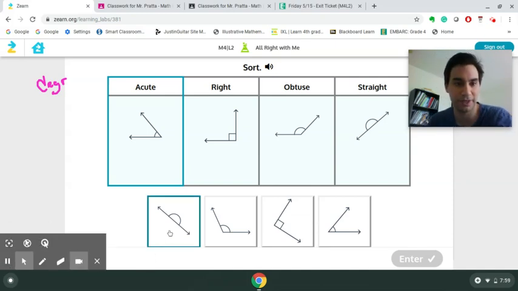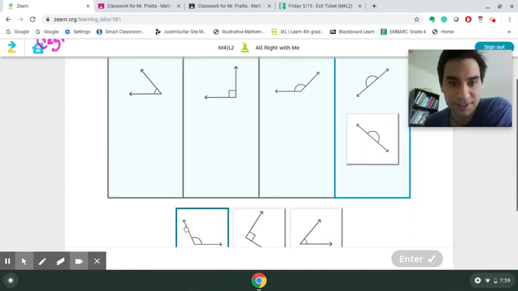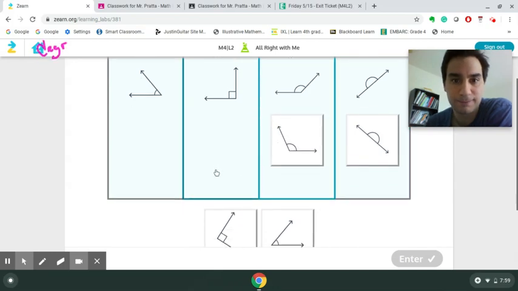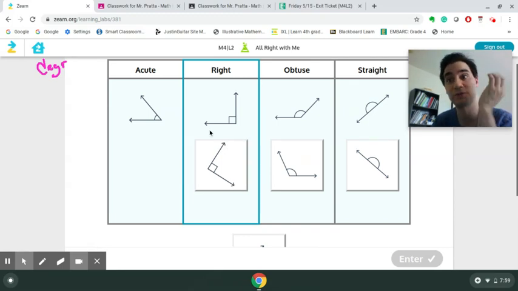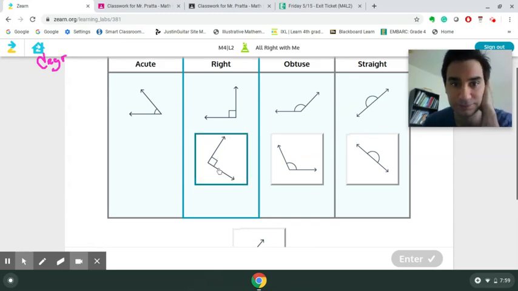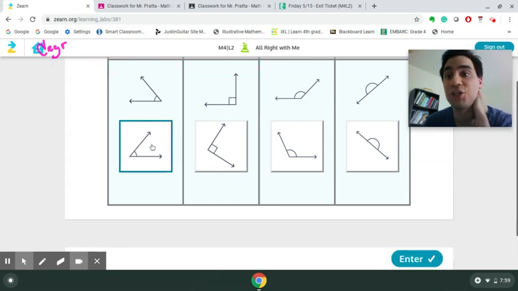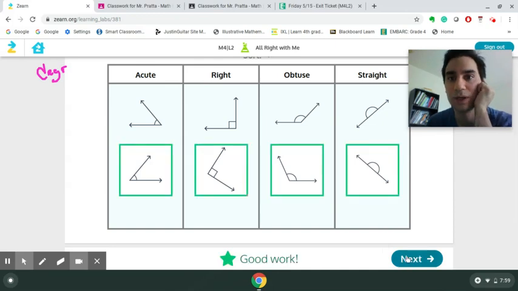All right, we have a straight line here. This is slightly larger than 90 degrees. That's obtuse. Here we have a right angle. Different direction, but it's still a right angle. We can tell by this little square symbol. And then we have an acute angle right here. All right, acute, right, obtuse, and straight. Lock these into your memory. Let's see if we're right. Good work.